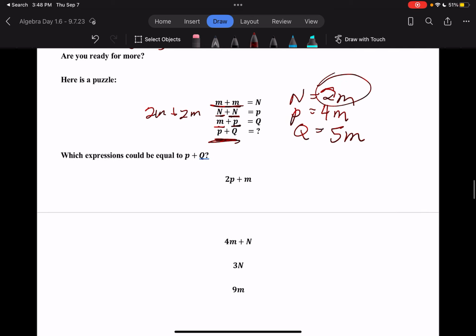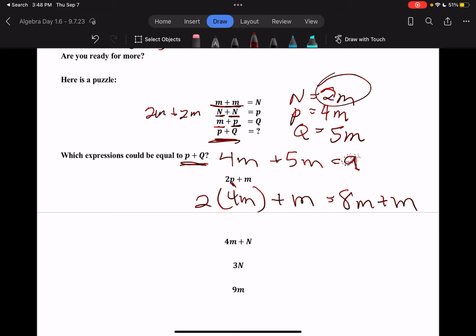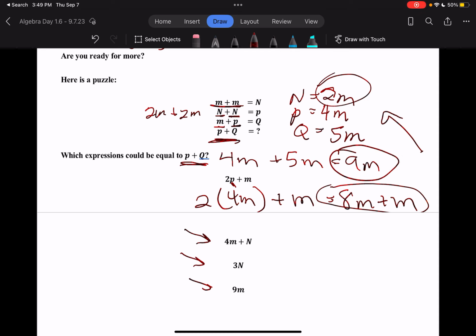So when you look down at 2 times p plus m, well, we said p is 4m, so 2 times 4m plus m, right? I'm substituting this p with the 4m. I get 8m plus m. And so the question is, is that the same as p plus q? Well, p we said was 4m, q is 5m, and that equals 9m. So is 8m plus m the same as 9m? Right? So you're going to do the same thing in looking at these next three, right? Use this up here and substitute for your variables with the m variable to see what you get and see if those expressions equal 9m.